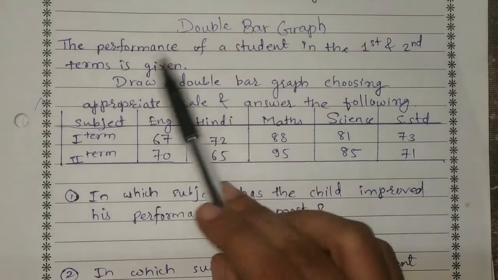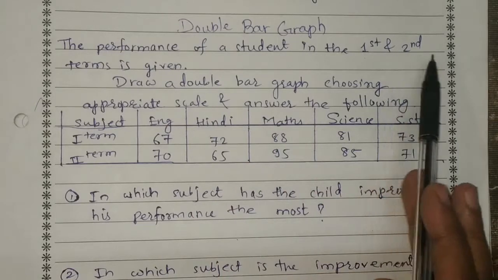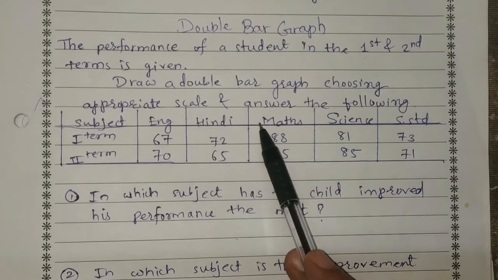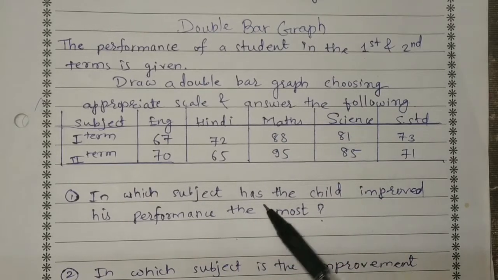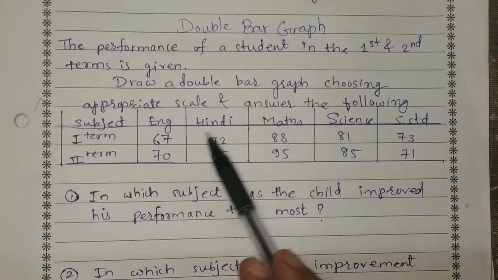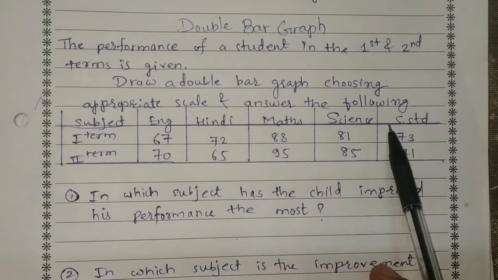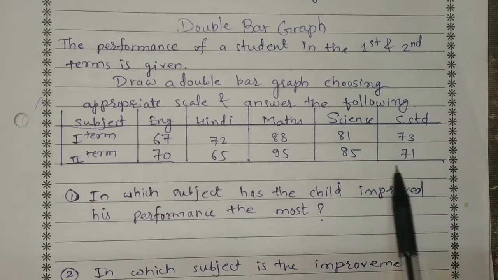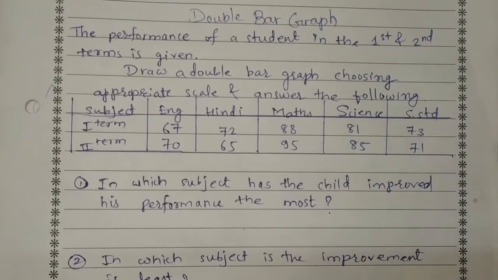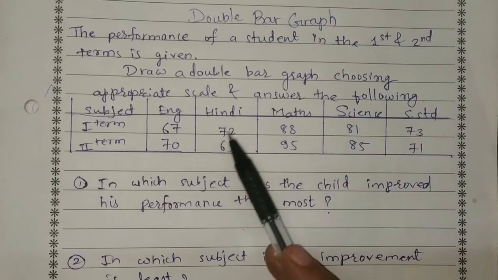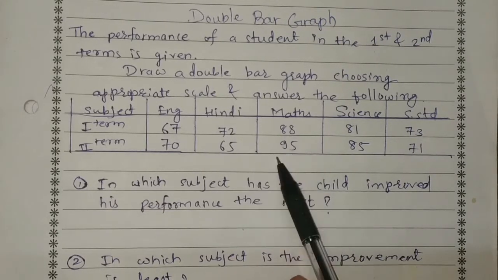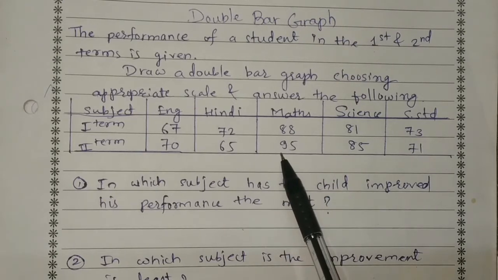Here the question is: the performance of a student in the first term and second term is given. Draw a double bar graph choosing an appropriate scale and answer the following questions. Here we have to read the graph also and answer these questions. Here are the subjects: English, Hindi, Maths, Science, Social Study, with their first term marks and second term marks. So we'll draw a double bar graph to compare the first term and second term performance at the same time. Let's start drawing the double bar graph.